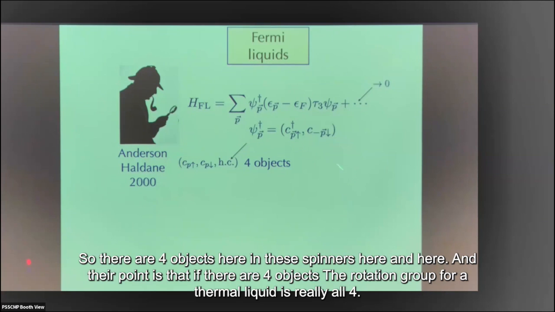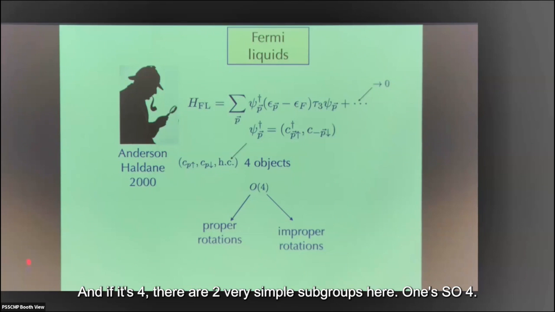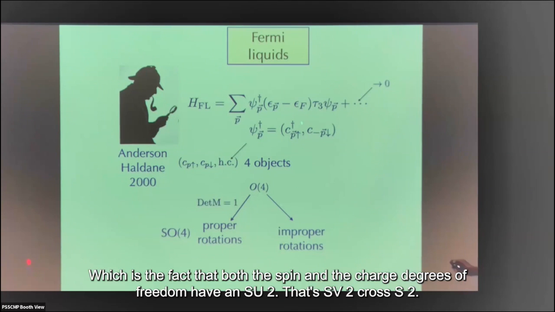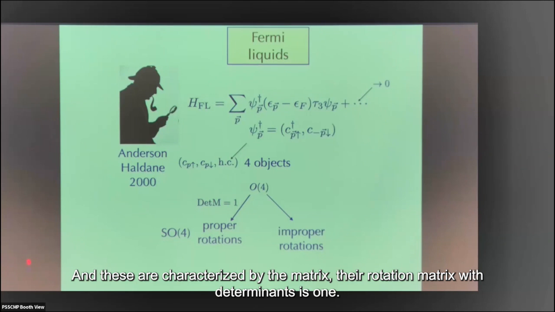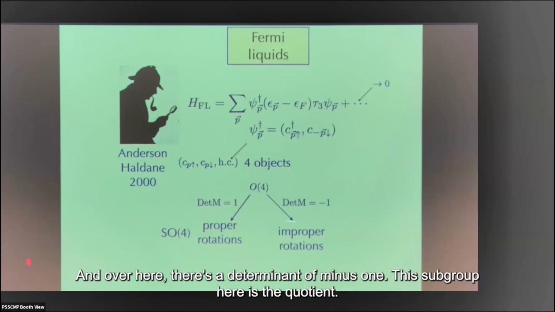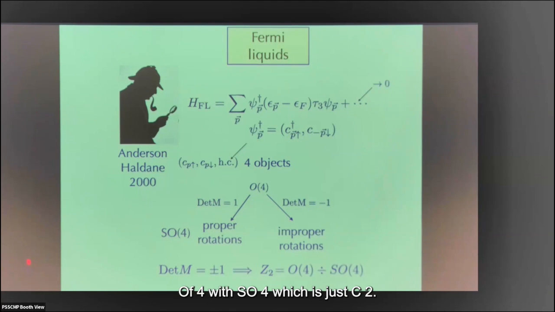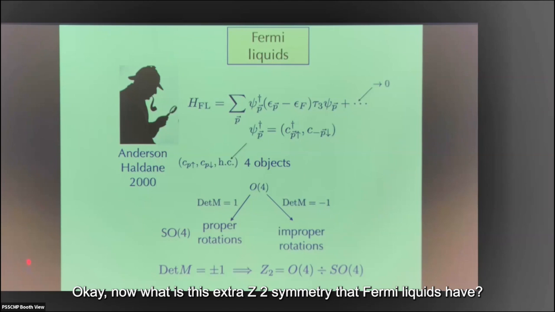So there are four objects here in these spinors, here and here. And their point is that if there are four objects, the rotation group for a Fermi liquid is really O(4). And if it's O(4), there are two very simple subgroups here. One's SO(4), which is the fact that both the spin and the charge degrees of freedom have an SU(2). That's SU(2) cross SU(2). And these are characterized by a rotation matrix whose determinant is 1. And over here, there's a determinant of -1. This subgroup here is the quotient of O(4) with SO(4), which is just Z2. Now what is this extra Z2 symmetry that Fermi liquids have?